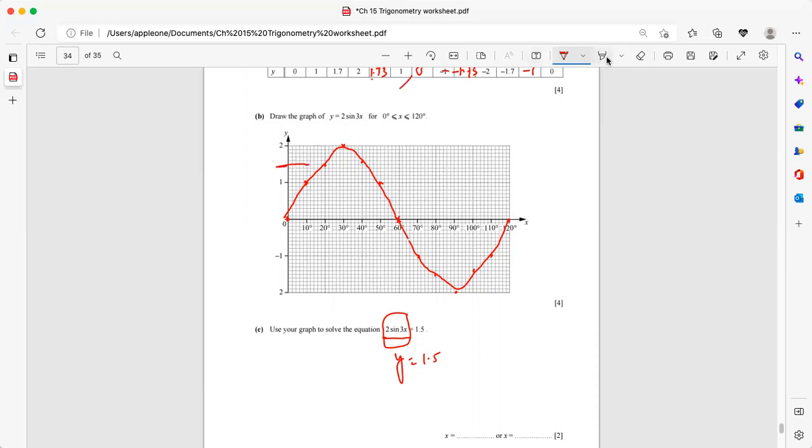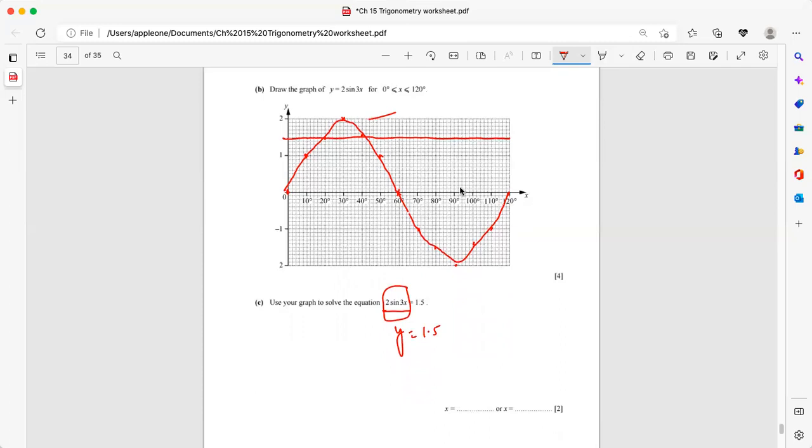Yeah, 1.5 is there. So draw a line. And then get the solutions where the line is touching the curve. So those are the points which give you the solutions. Okay, so that point and this point, please confirm your answer.